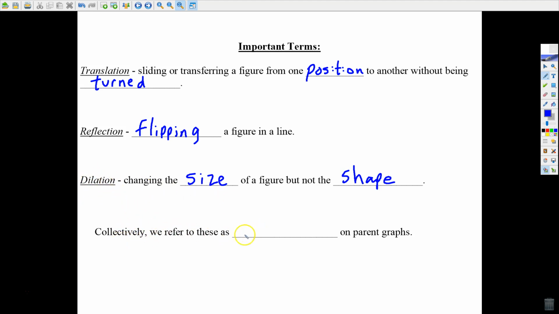We put all these together, and we refer to this as a group of transformations. So when you see the word transformations, you're thinking one of these 3. We could do all 3 to a shape, but I want you to know what these are referring to. And then we're just going to take them in this lesson. We're going to take these one at a time, and we're going to look at how to perform these on what are known as parent functions.